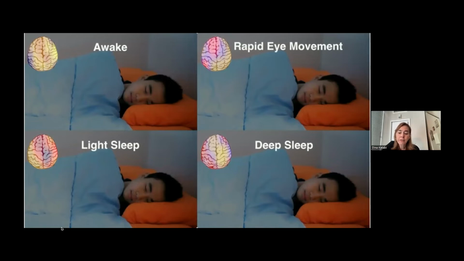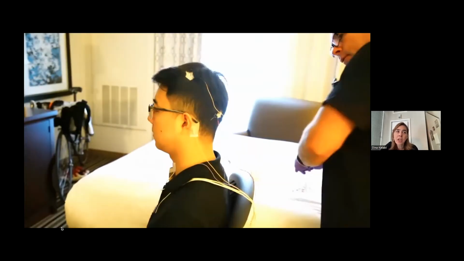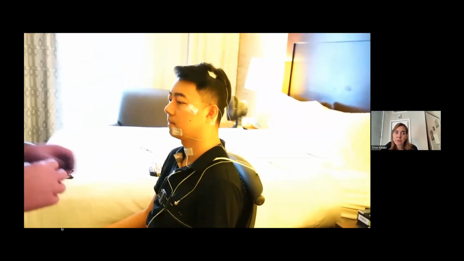So today, if you want to get an assessment of sleep that gets to the depths of these sleep stages, you send someone to a sleep lab, they put electrodes on their head and body, and they ask them to sleep like this. Now, of course, you can't do this every day.